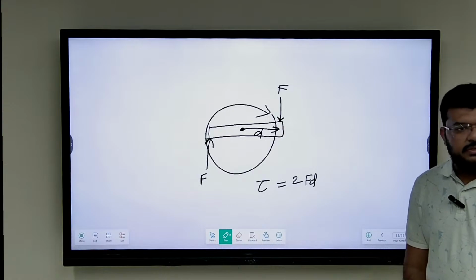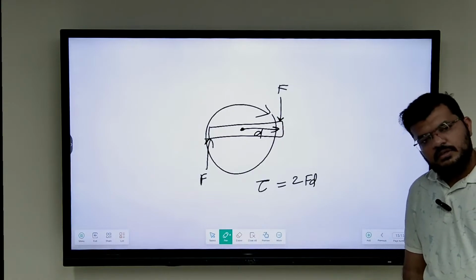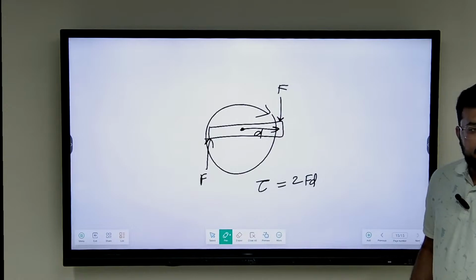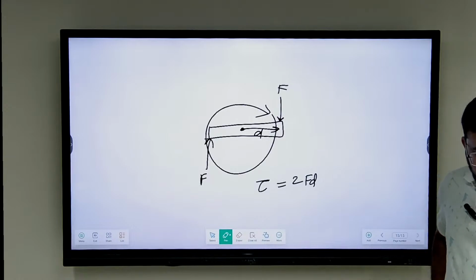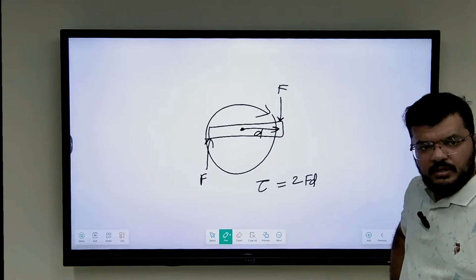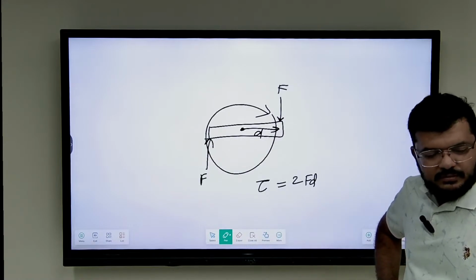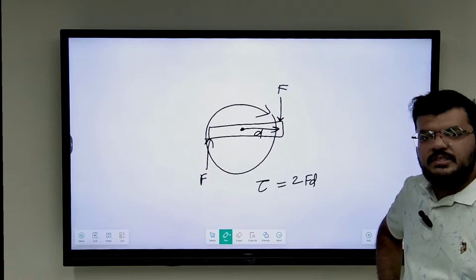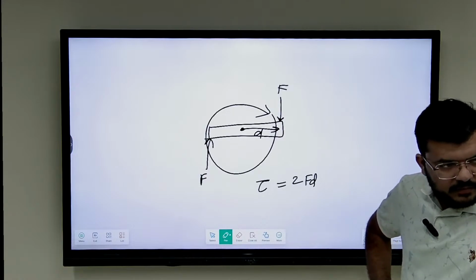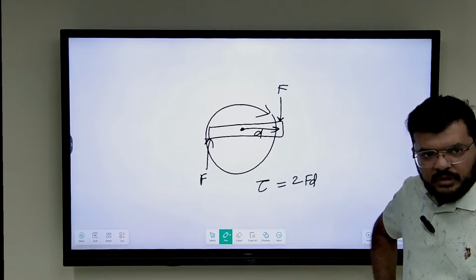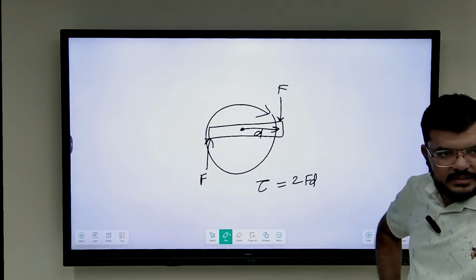Okay, torque is the turning effect produced by the force. Okay, the turning effect produced is this.